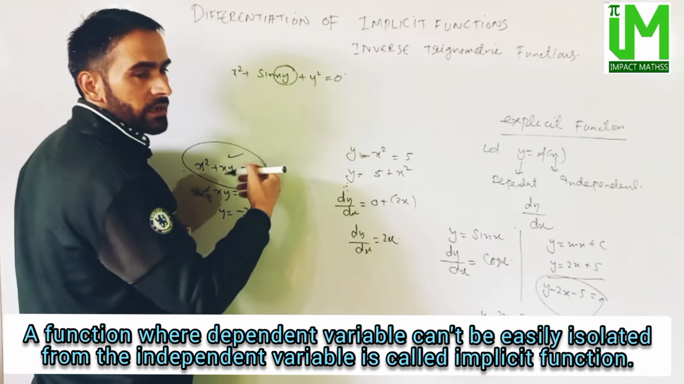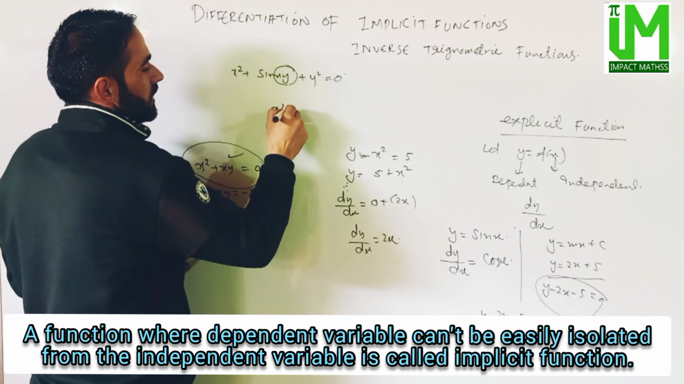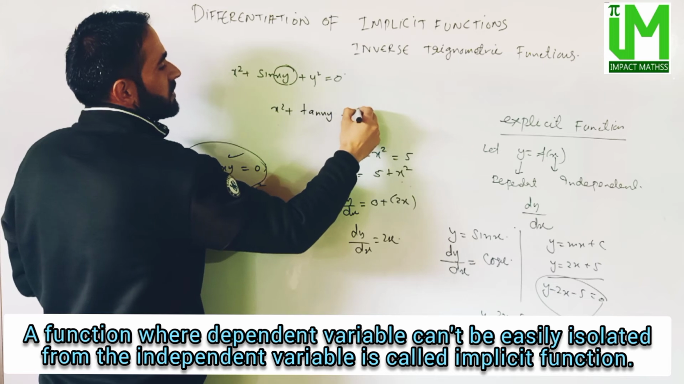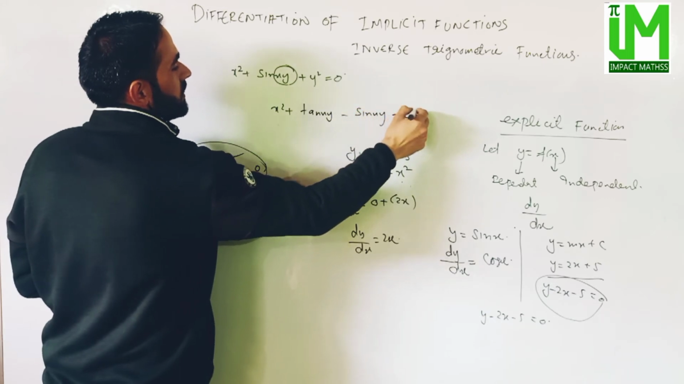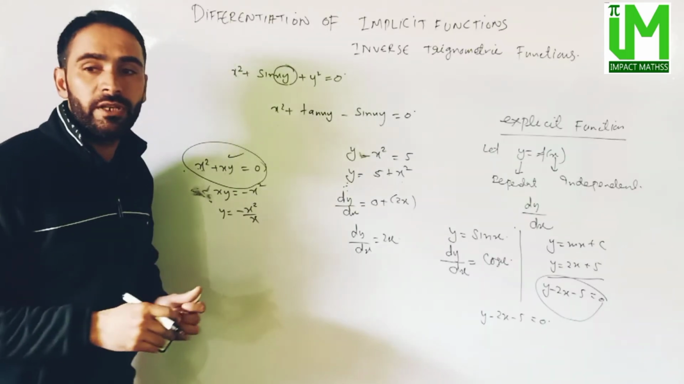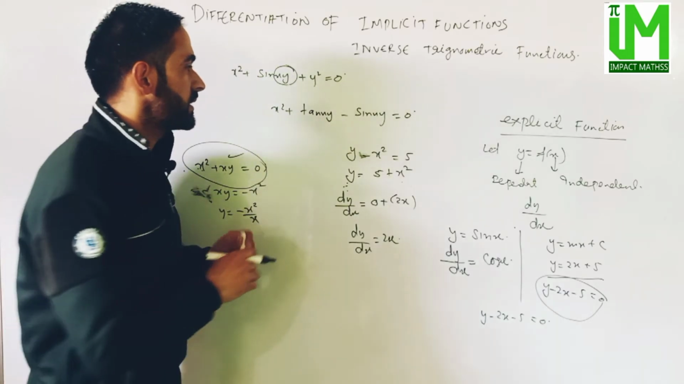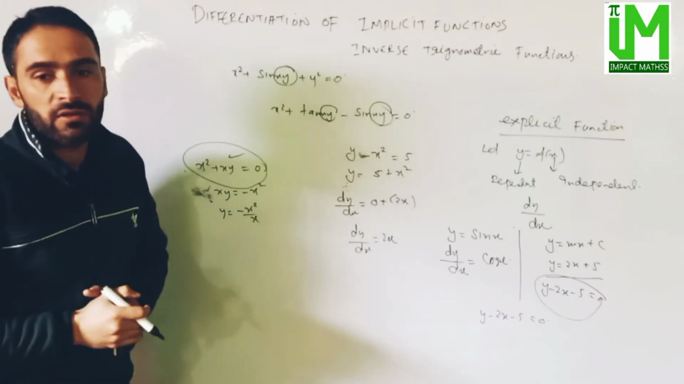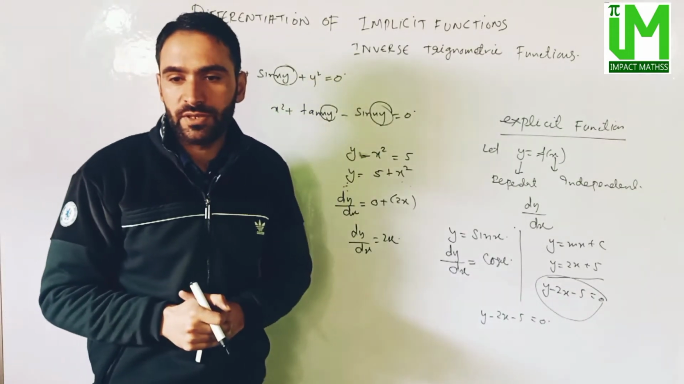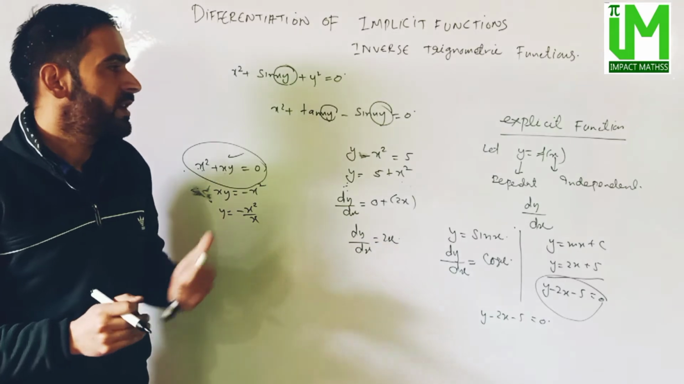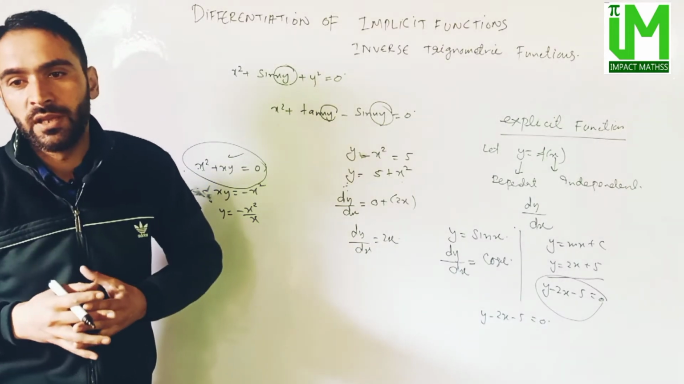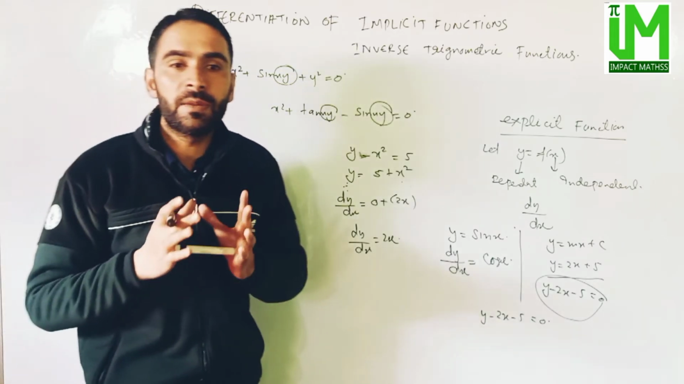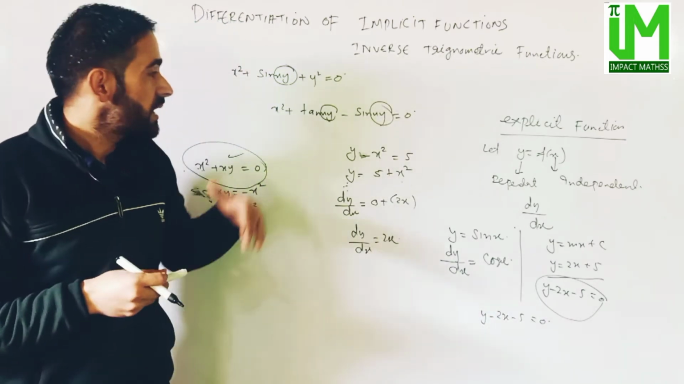Suppose as another example, say we have x square plus 10xy minus sin xy is equal to 0. Again it will be hard to separate x and y here. It is difficult to write x in terms of y or y in terms of x, so these sort of functions are called implicit functions. Now, in differentiation we always differentiate with respect to the independent variable.